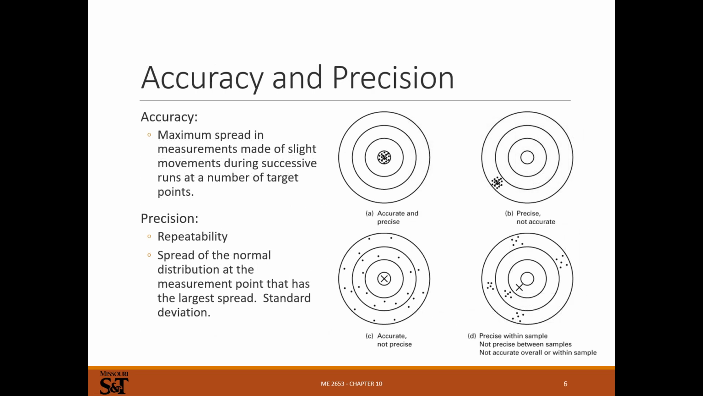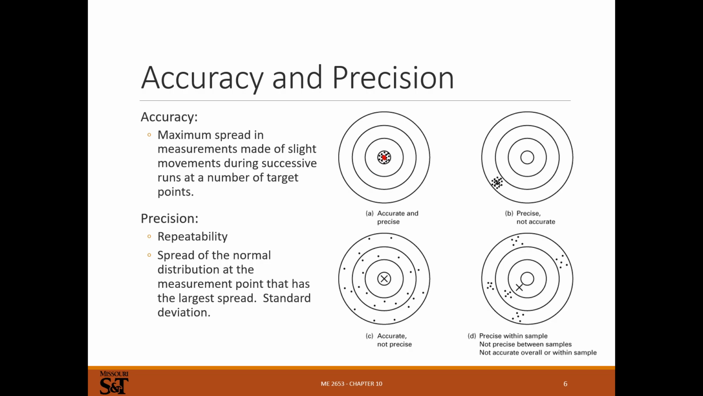Accuracy versus precision. The slide's a little bit out of order here, but accuracy and precision are important when it comes to measuring. So accuracy is about the maximum spread from some target. Precision is about the spread of the distribution. So for accuracy, you really want the distribution to be centered about your target.